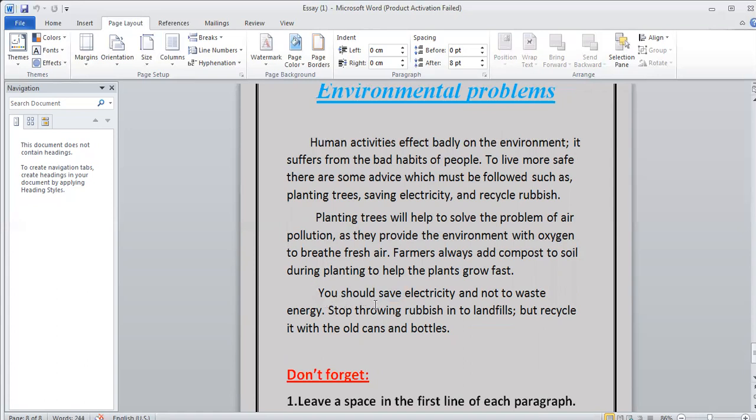Here I give you advice: you should save electricity not to waste energy. Another piece of advice: stop throwing rubbish into landfills, but recycle it, with the old cans and bottles. That's it, my essay should finish. Here is the first paragraph, the introduction, and this is the body, a draft with just one idea, and you will complete it. And this is the last paragraph, which is the conclusion.